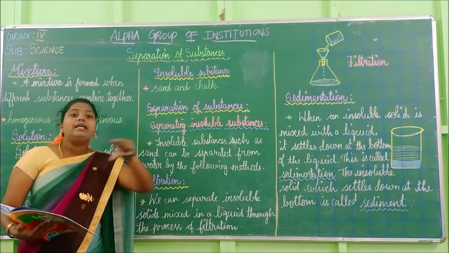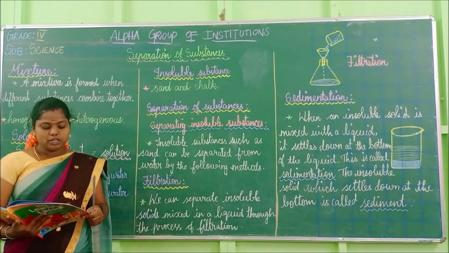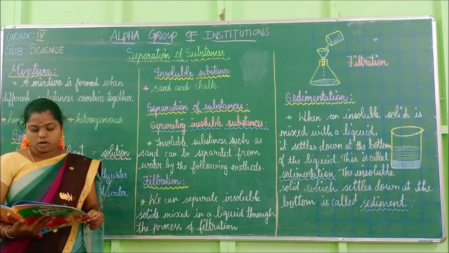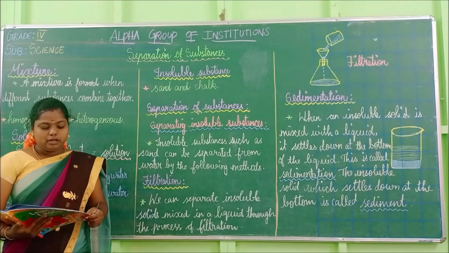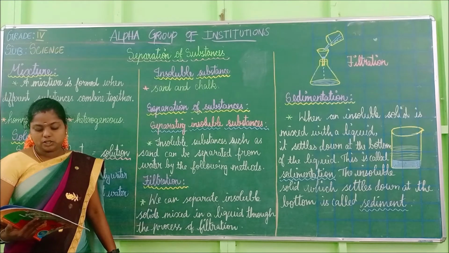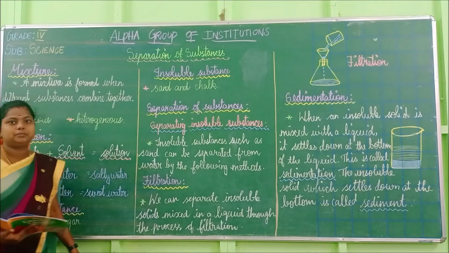It will be equally spread inside. In the salt water and sugar water solutions, salt and sugar mixed well in the water and dissolved in it. Salt and sugar are the solutes and water is the solvent. Salty water and sweet water are the solutions.